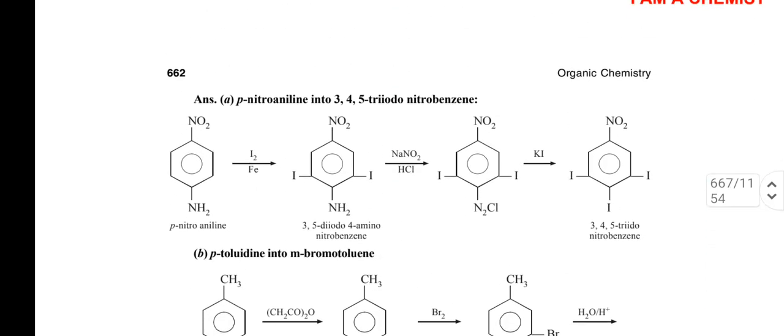Answer number A. Para-nitroaniline reacts with iodine in the presence of ferrous salt and changes into 3,5-diiodo-4-amino-nitrobenzene, which on further reaction with NaNO2 and HCl gives this product, and then with further reaction with potassium iodide gives 3,4,5-triiodonitrobenzene.